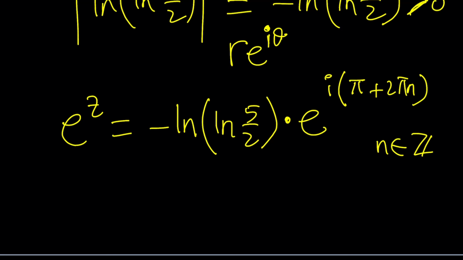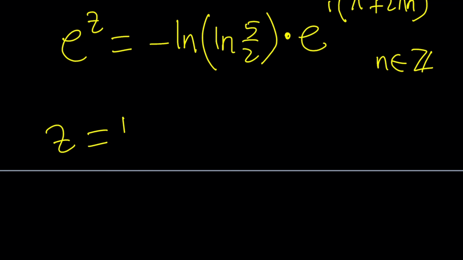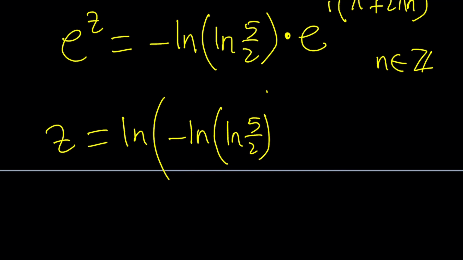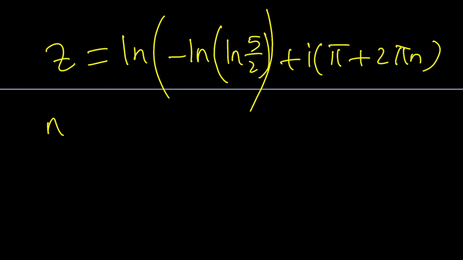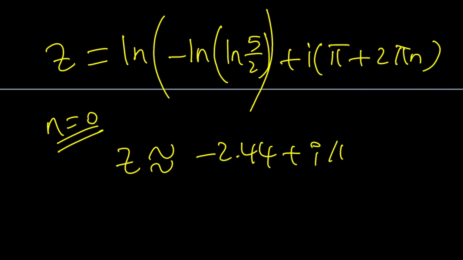So I'm going to go ahead and natural log both sides, and that's going to give us z equals ln of negative ln 5 halves, which is a lot of ln's, but there's some negativity in there too, plus i times pi plus 2 pi n. Now, what does this look like? If n is equal to 0, let's keep it simple for a while. Z is going to be approximately negative 2.44 plus i pi. So there's your complex number. And pi, if you want, you can replace with 3.14. If you don't like pi, then you could probably write it as 3.14 i. That's one of the values of z, approximately.